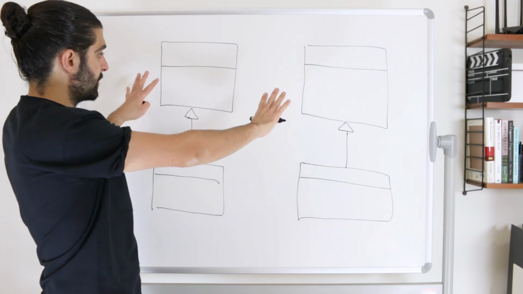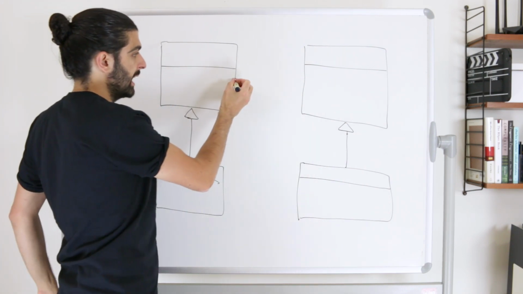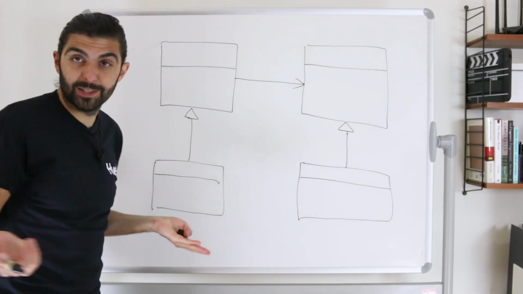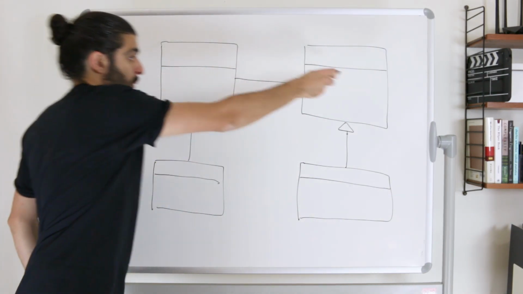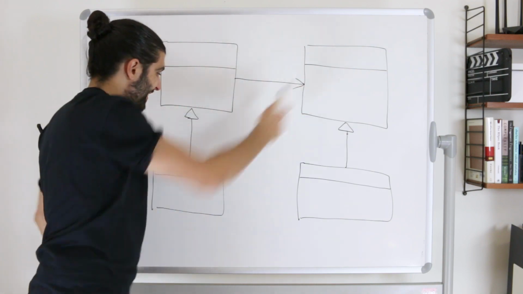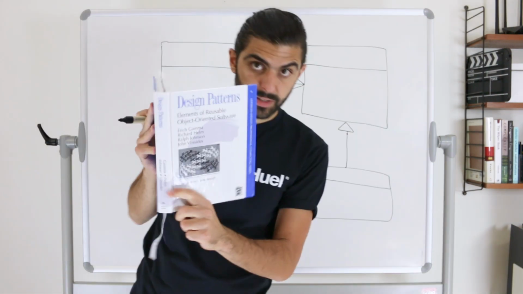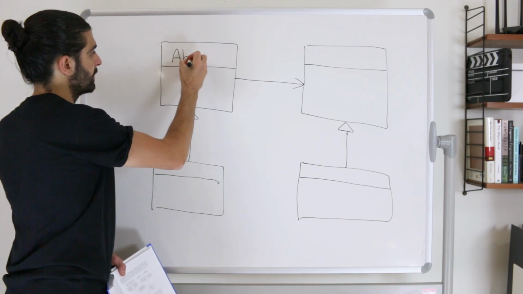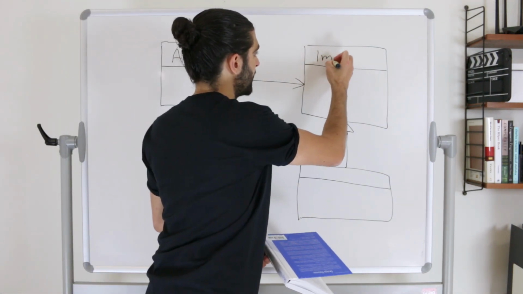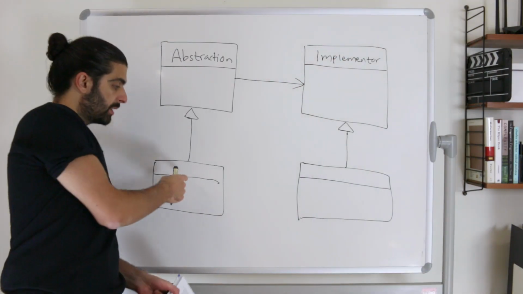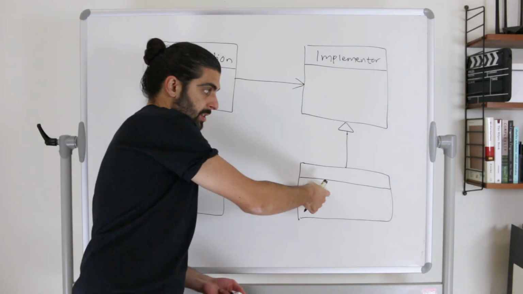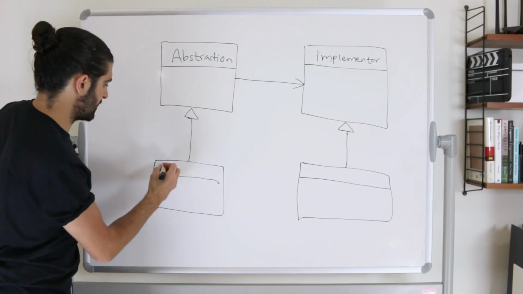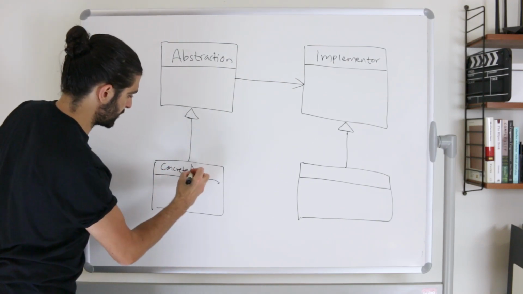This down here is a concretion of this abstraction. And then what's the relationship between these? Well, this abstraction has something of this abstraction. And this is why it's called the bridge pattern, because it looks like a bridge. Pillar, pillar, plane. So let's use the terminology from this book. So they call this an abstraction, and they call this an implementor, and then they call this a refined abstraction and this a concrete implementor. But that just seems unnecessarily confusing, so let's call this a concrete abstraction.